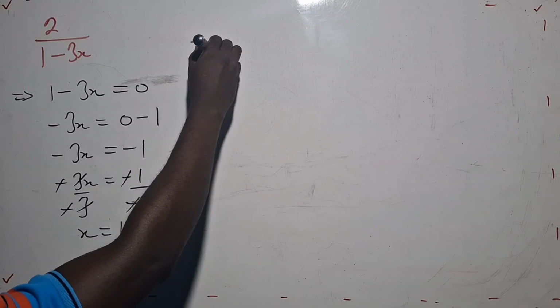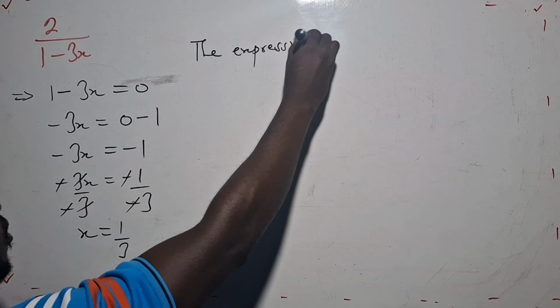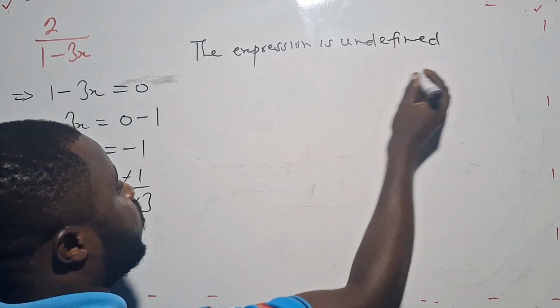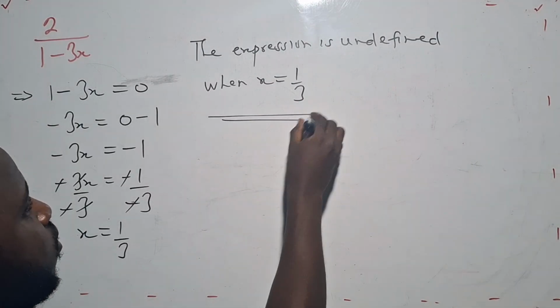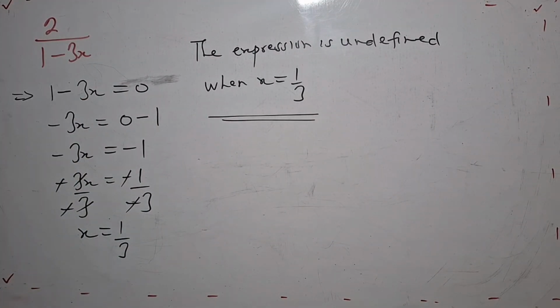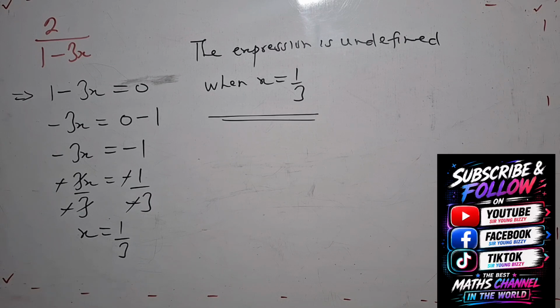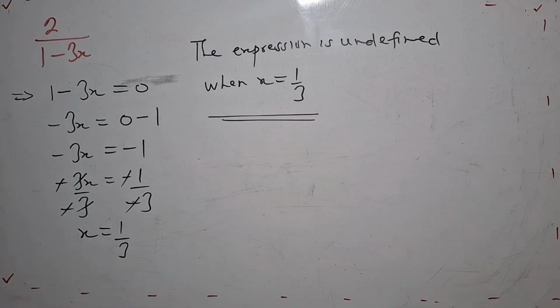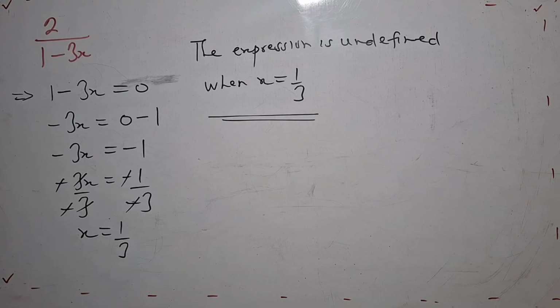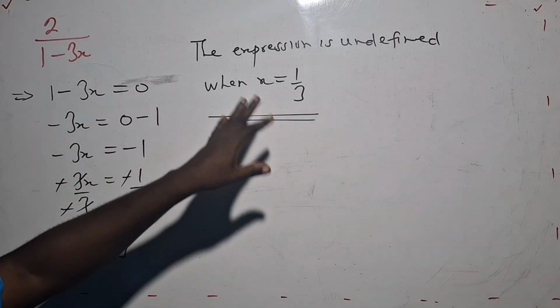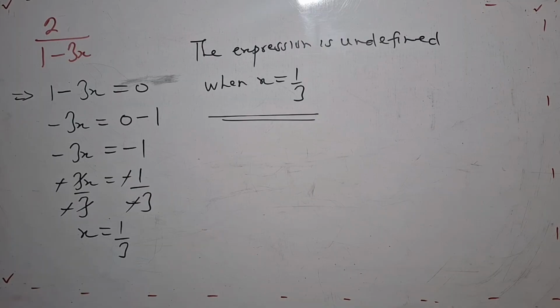So the expression is undefined when x is equal to 1 on 3. Simple. This is how we do it. We just equate the denominator to 0 and solve it using the linear equation concept or the quadratic equation concept. This is how the question is solved when the expression is undefined. For what value will make this expression undefined? For it to be undefined, x is equal to 1 on 3. So let's take the next question on this.